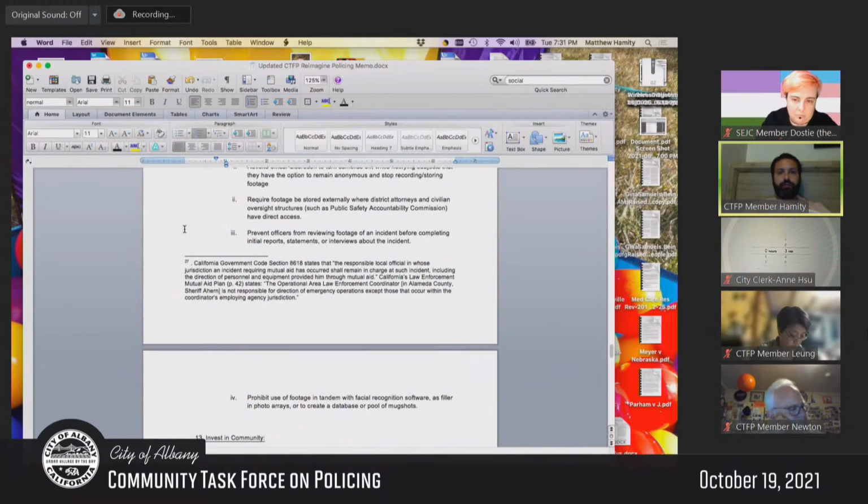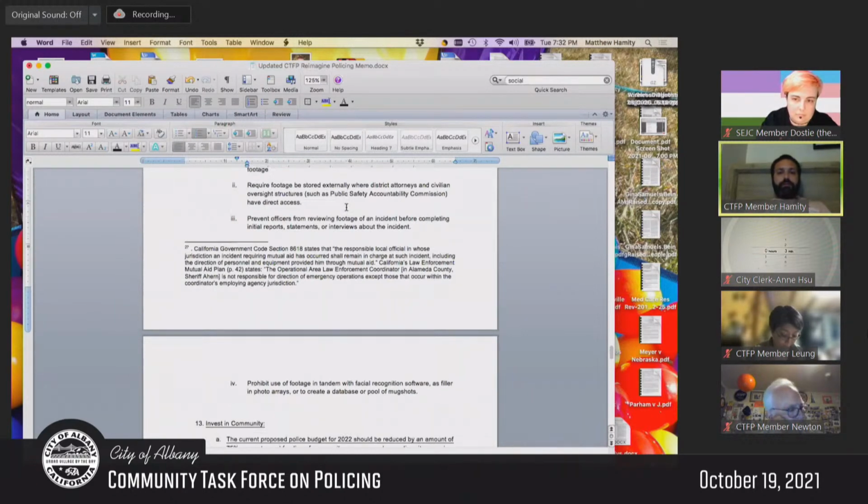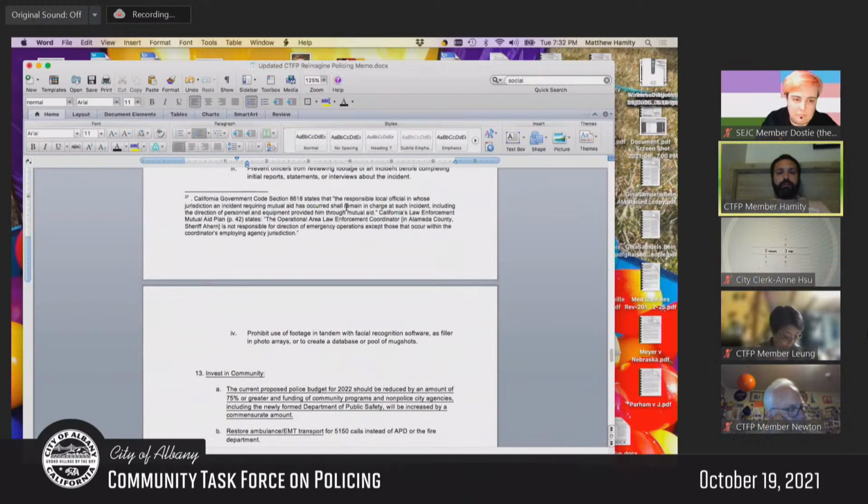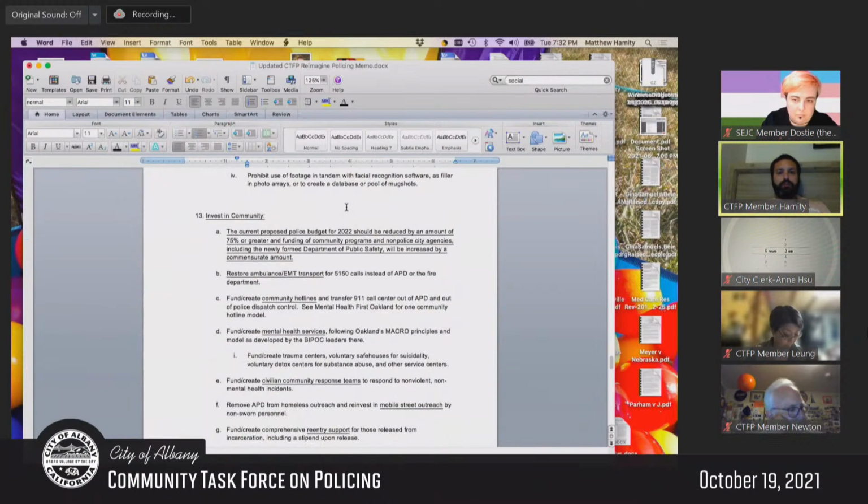Require footage be stored externally where district attorneys and civilian oversight structures, such as the Public Safety Accountability Commission, I think that might be synonymous with Public Safety Department. No, this is the Oversight Commission. Sorry. But they would have direct access. And then prevent officers from reviewing footage of an incident before completing initial report statements or interviews about the incident. Prohibit use of footage in tandem with facial recognition software.